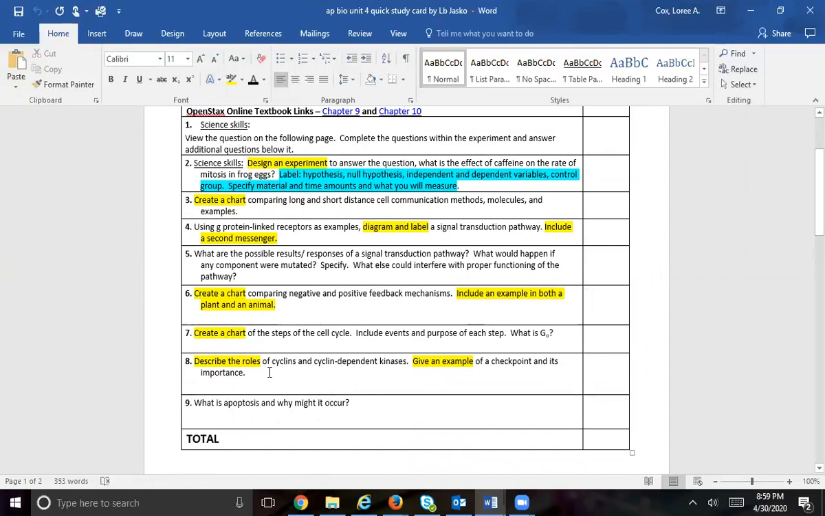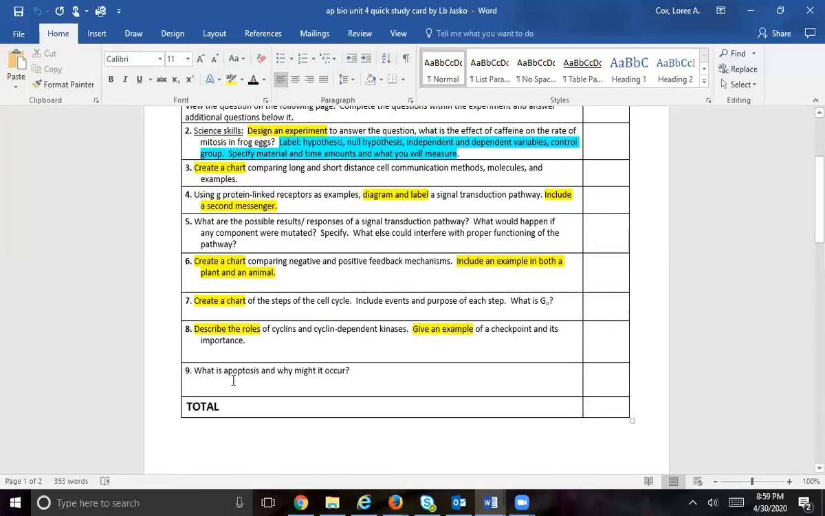Describe the role of cyclins. Remember CDKs? We had those in a POGIL too. Cyclin-dependent kinases and cyclins, and they don't work until the two of them are bound, right? Give an example of a checkpoint and its importance. So pick one, talk about it. What is apoptosis and why might it occur?